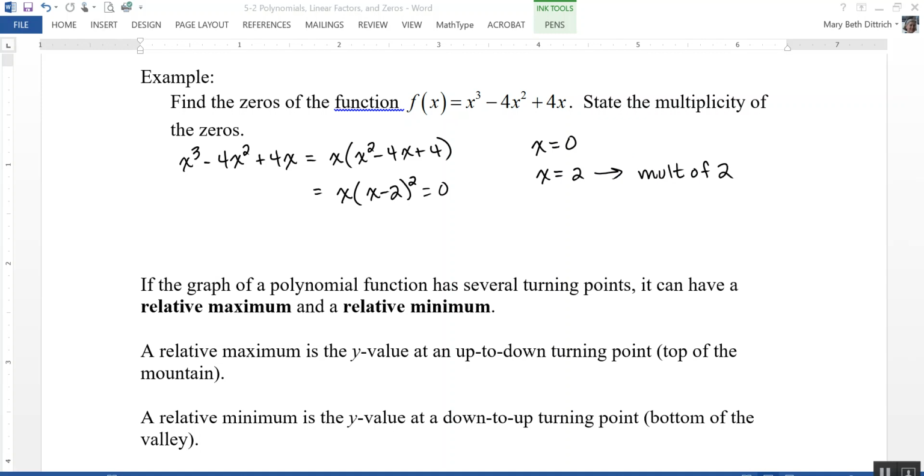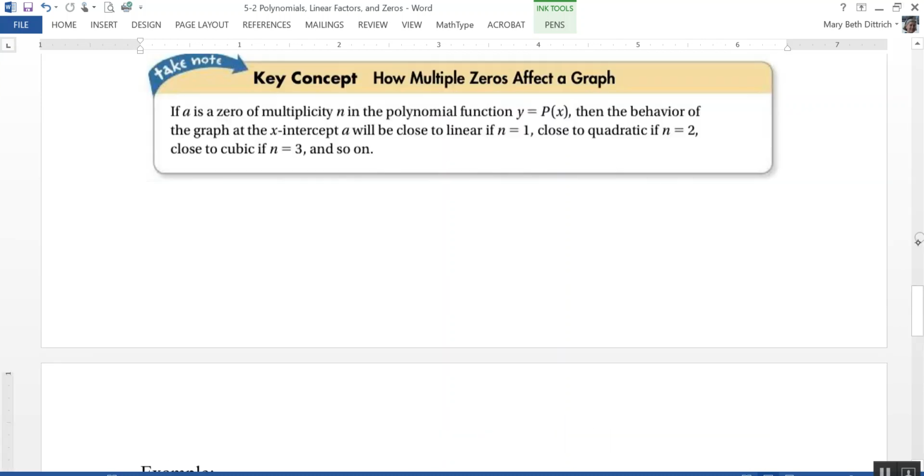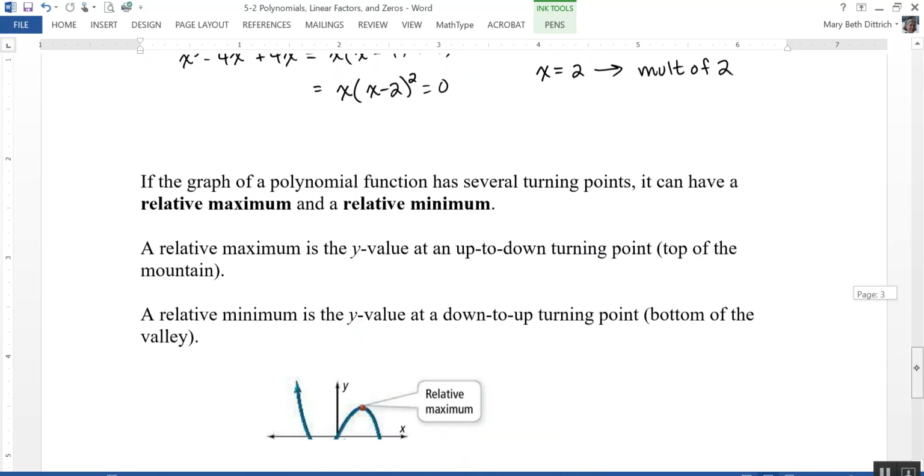If the graph of a polynomial function has several turning points, it can have a relative maximum and a relative minimum. A relative maximum is the y value at an up to down turning point, like the top of the mountain, and a relative minimum is the y value at a down to up turning point at the bottom of the valley.